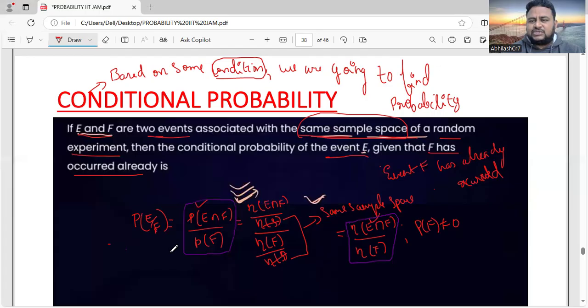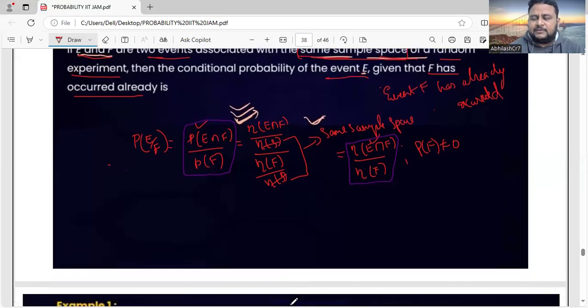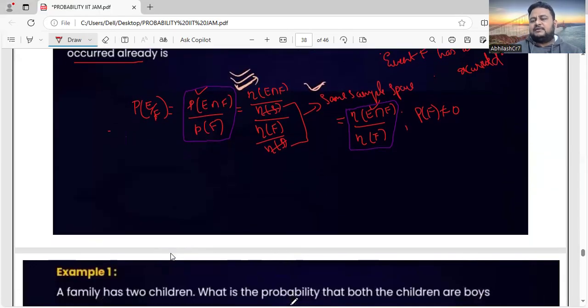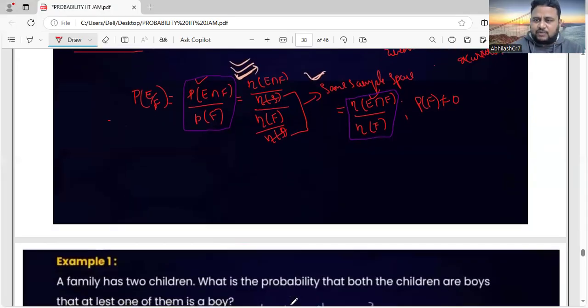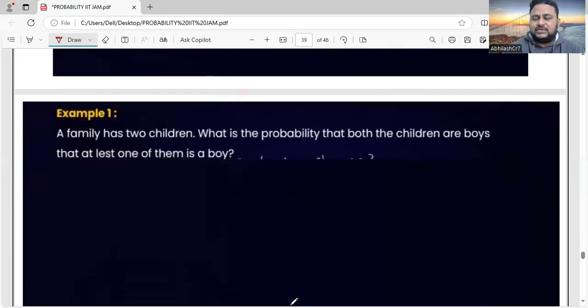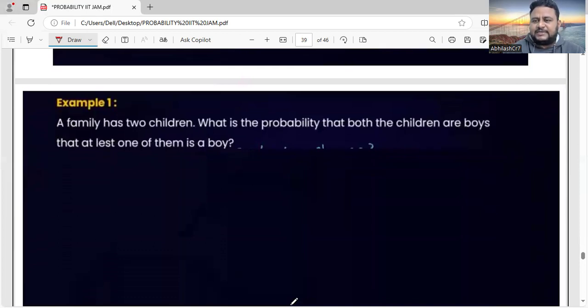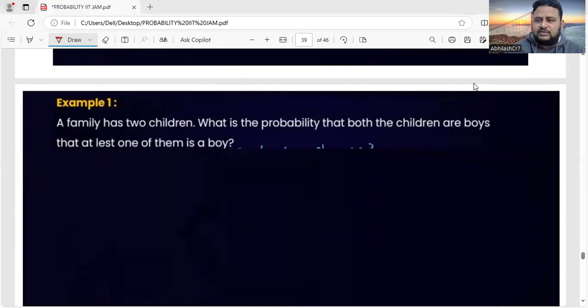Now, when it comes to conditional probability, to understand better, let us see some examples. This is the meaning of conditional probability: what is the probability of an event occurring such that another event has already occurred? That is the meaning of conditional probability. Based on some condition, we have to find the probability. Now you understood what a condition is.